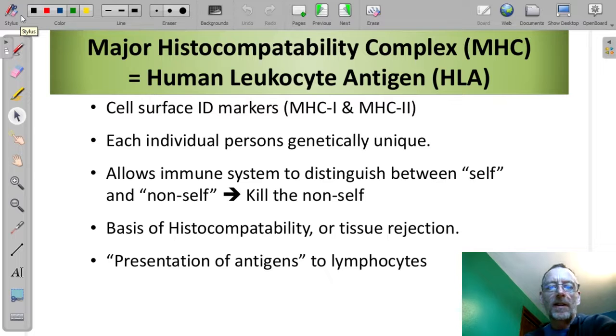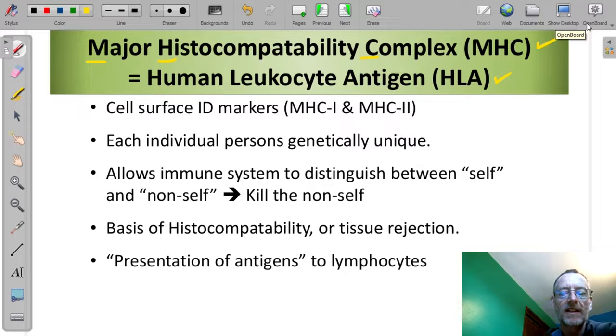MHC stands for Major Histocompatibility Complex. It's also referred to as the human leukocyte antigen. It's an antigen on human leukocytes. So you can see it by either of those two abbreviations, HLA and MHC. The idea is, it does a couple of things.